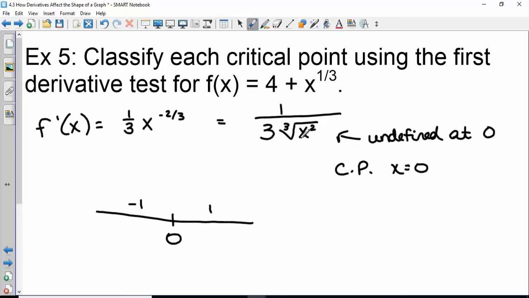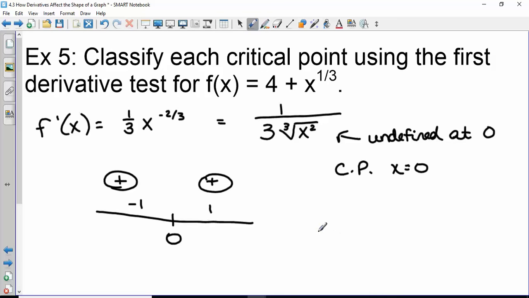So if I put in a negative 1, squared is 1, cube root is 1, so I get 1/3, that's positive. If I put in a positive 1, I get 1 squared is 1, cube root is 1, so 1/3 is positive.